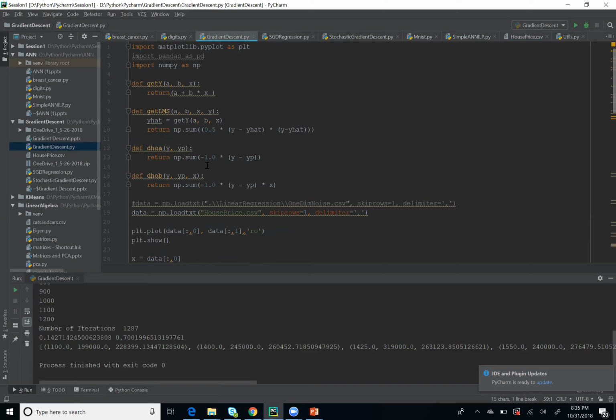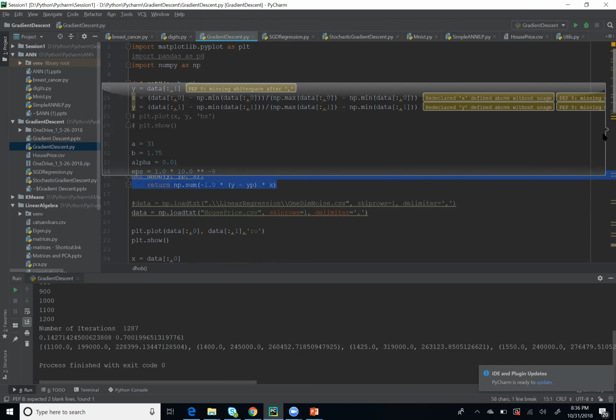Delta a is given by basically the negative, so N P sum of this over all points. If you saw my error equation, if I take the partial derivative with respect to a, then that will come out to be y minus y hat, negative times. And then if I take it with respect to b, it is this times x. This is nothing but the partial derivative with respect to a.